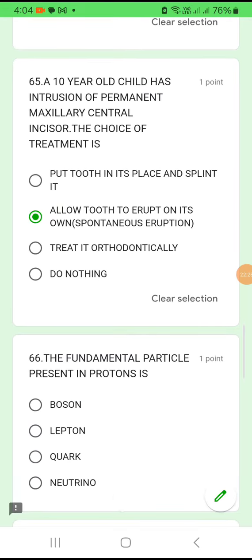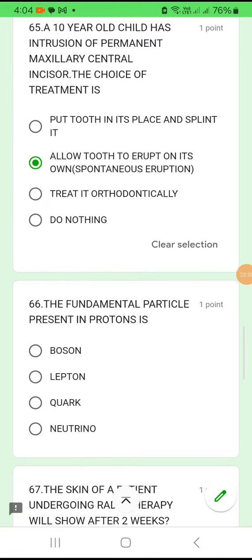There is no need for orthodontic treatment. There is no need to put a splint or anything. It is intruded, so since the child's age is just 10 years, it will extrude by itself. Okay, so allow spontaneous eruption.